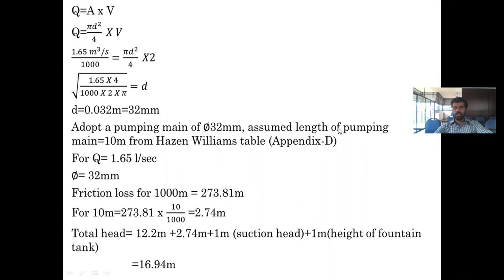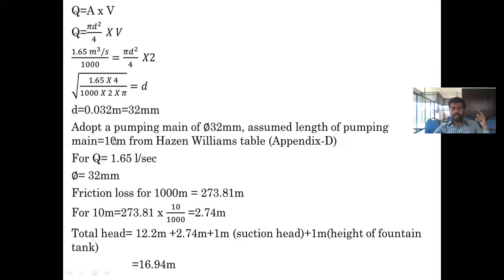Here it is 10 meter. We have just assumed the length of the piping main is 10 meter. If you are trying to change it to a borewell, the height of the pipe will be increasing. So how much is the height? You should be able to know the height of the borewell, that is, how deep the borewell goes. Whether 150 feet or 200 feet, you should be able to know the height.